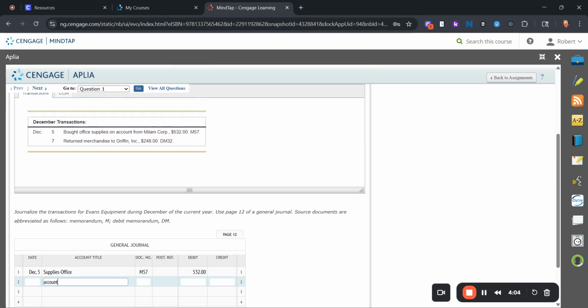So accounts payable. It's going to go in the accounts payable ledger when we post it to ledgers. And the subsidiary account for accounts payable is going to be Milam Corp. You've got to put that period there for abbreviation of corporation. And accounts payable, that's a liability. So any increase in a liability is a credit entry. So $532 credit.